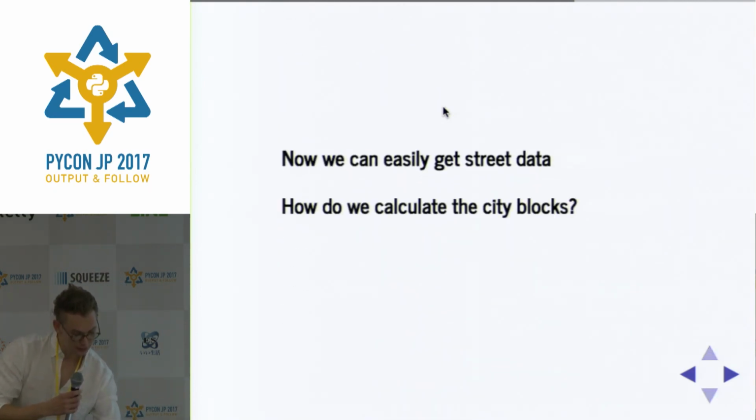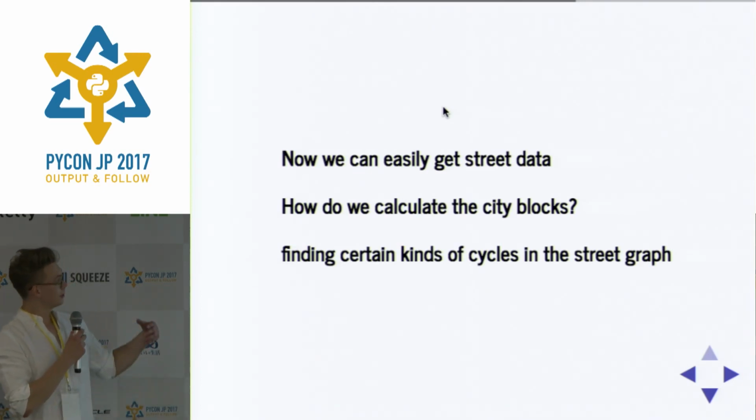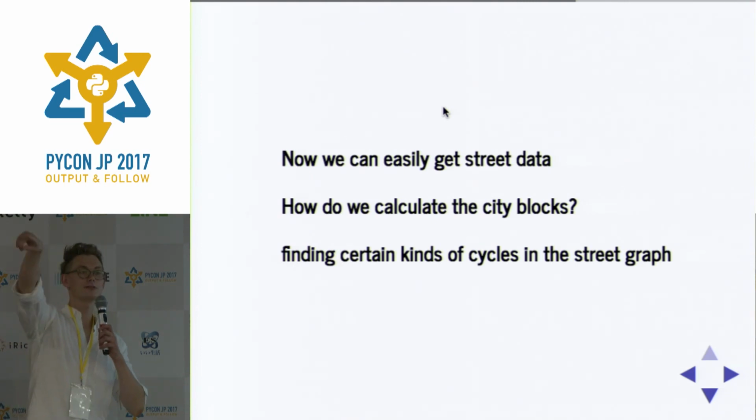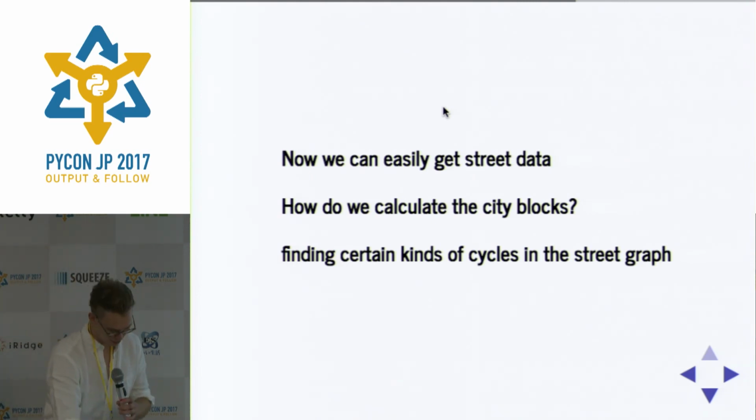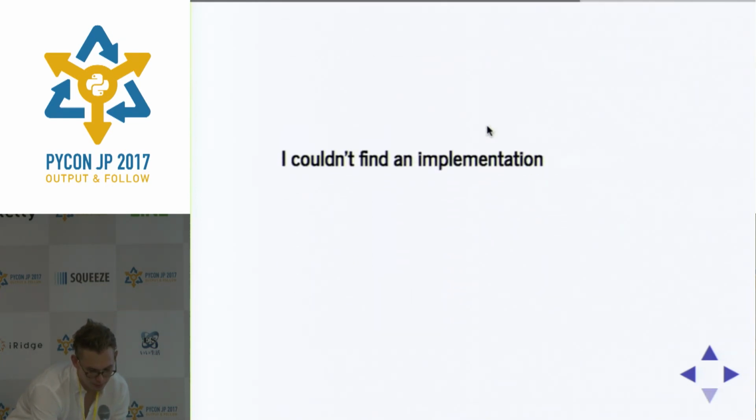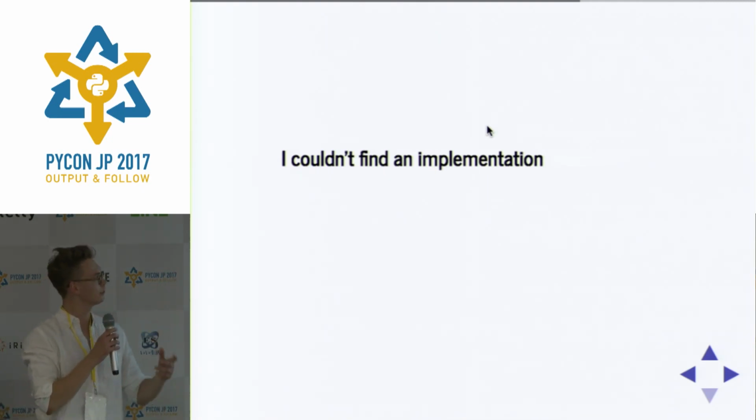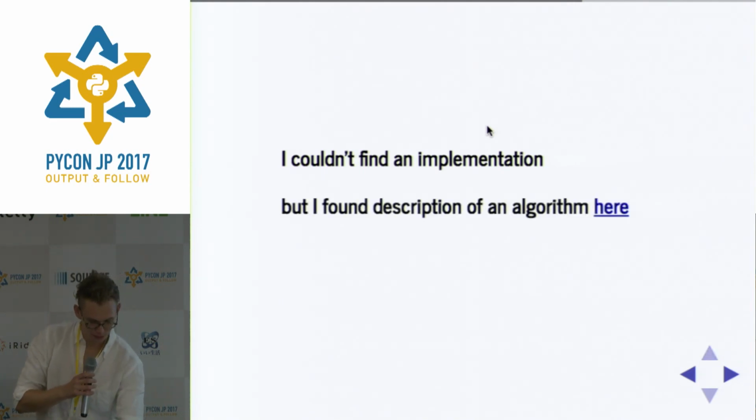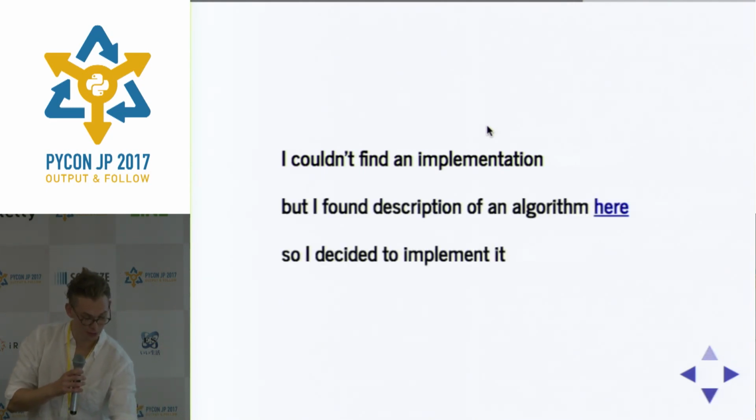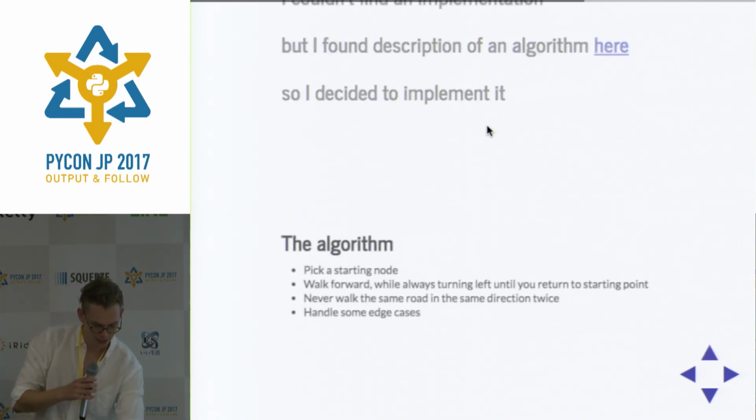So we can easily get the street data. So now we can calculate the city blocks, and it really just is a problem of finding certain kind of cycles in the city graph. So I'm running a bit low on time, so I'm not going to go into the algorithm too much. But mainly, I couldn't find an implementation anywhere because none of the cycle algorithms in NetworkX did exactly what I wanted to do. So I found an algorithm somewhere and decided to implement it. Have some fun and do some code.